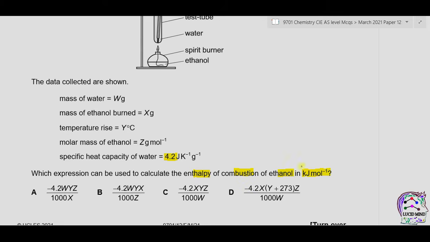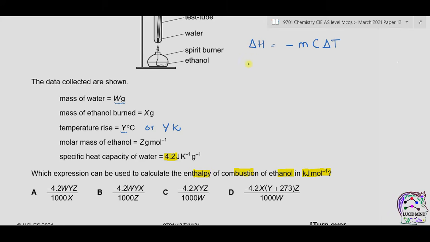For finding out enthalpy change, we can use the formula delta H is equal to minus mc delta T, where delta H is the enthalpy change, m is the mass of water, which is W grams, C is the specific heat capacity of water, which is given as 4.2 joules per Kelvin per gram. Delta T is the change in temperature, which is given as Y. Now this is given in degree centigrade. There would be no effect if it was in Kelvin because temperature rise is always the same whether it is degree centigrade or Kelvin. So we can write Y Kelvin.